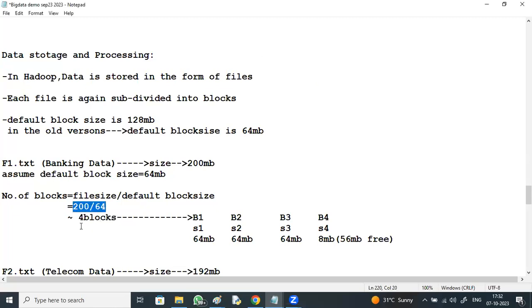200 by 64. Totally how many blocks? 4 blocks. B1, B2, B3, and B4.